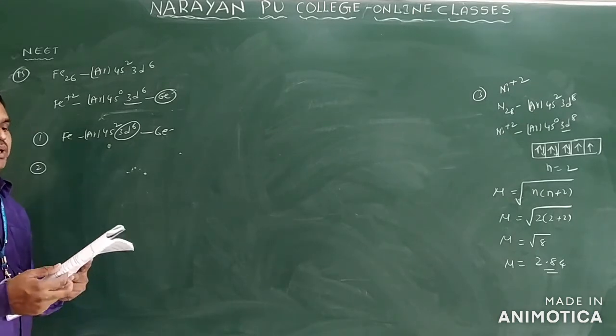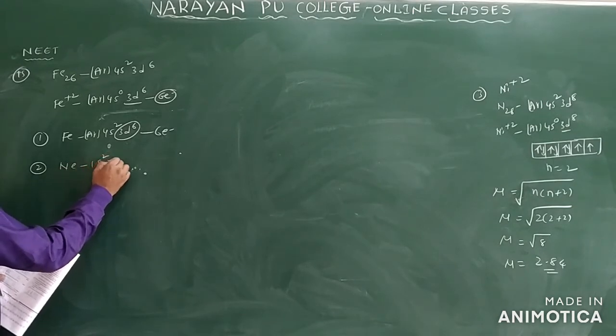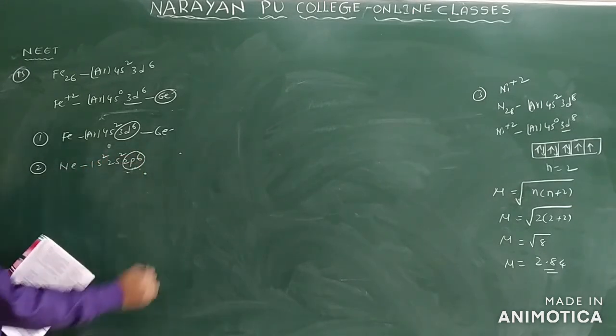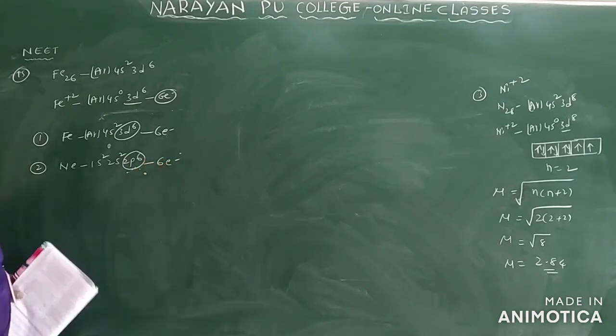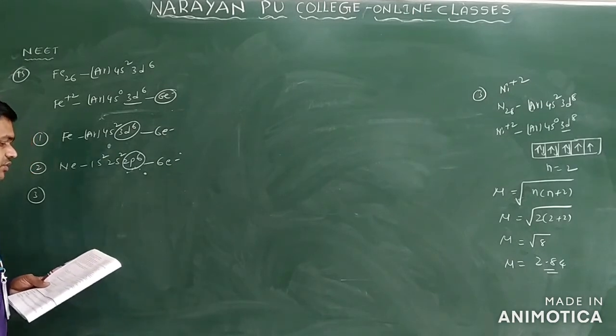We have p electrons in neon, 10 is equal to 10. What is the neon configuration now? 1s2 2s2 2p6. They ask what electrons? P electrons only are there. 6 is there. So this is equal or not equal? Equal one.